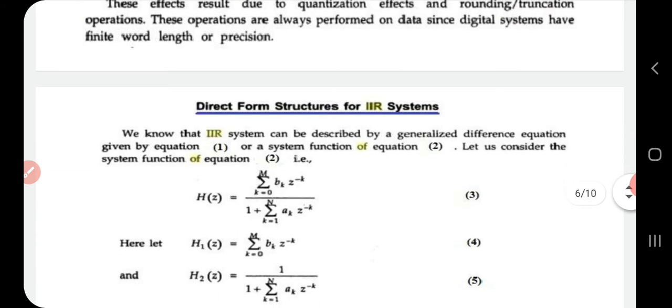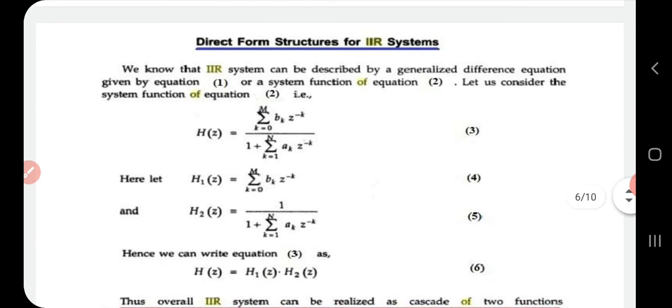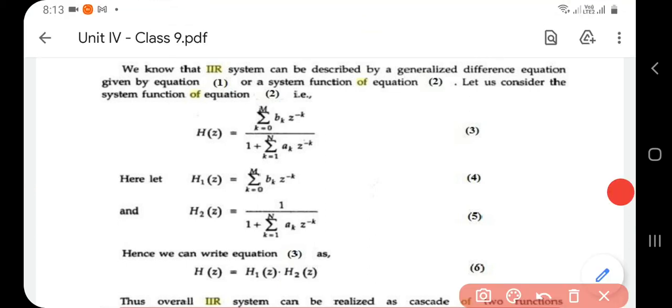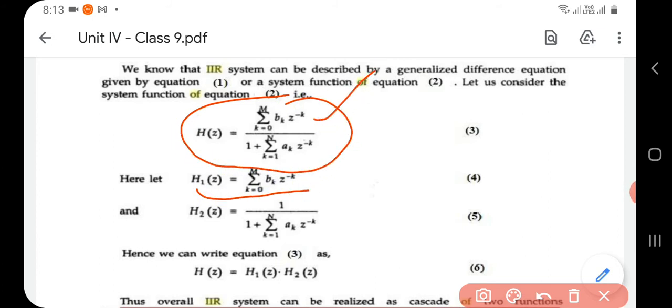In that we will deal with direct form 1 realization today. Direct form 2 realization we will deal with in the next class. These are the same equations I have already taught you in class 8. This is the general equation for the system function or transfer function of an IIR system. Here the numerator represents H1(z), and 1 by 1 plus this particular term represents H2(z). So H(z) can be written as H1(z) into H2(z).